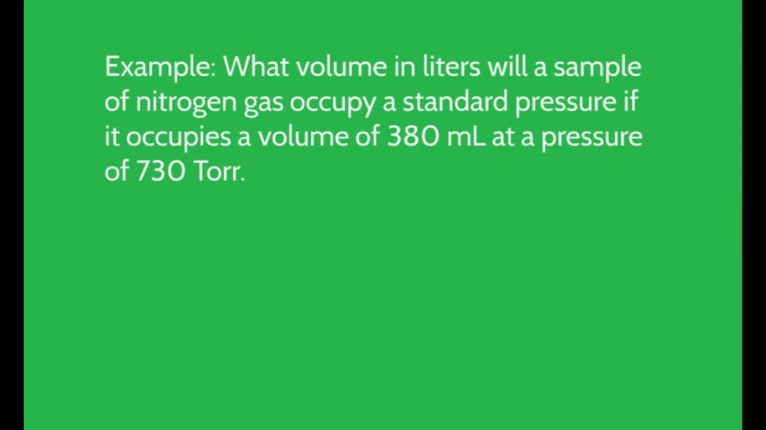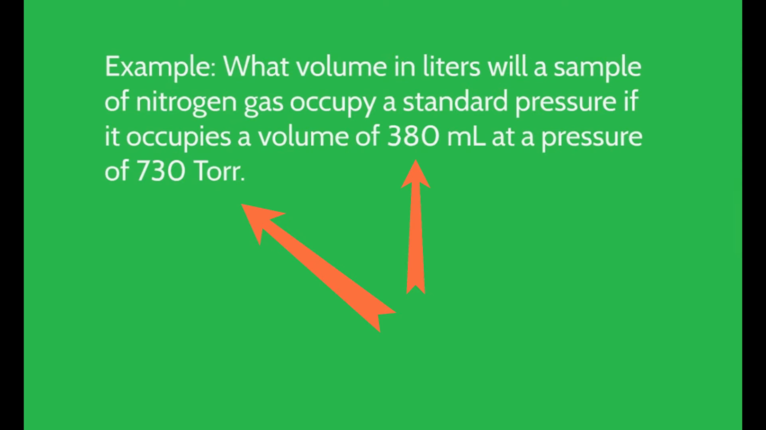All right, so what volume in liters will a sample of nitrogen gas occupy at standard pressure if it occupies a volume of 380 milliliters at 730 torr? Okay, so real quick, let me zip through this. You're looking for volume. You can say this is your V1 or your V2. It does not matter. The main thing is that these two guys have to be on the same side of the formula.